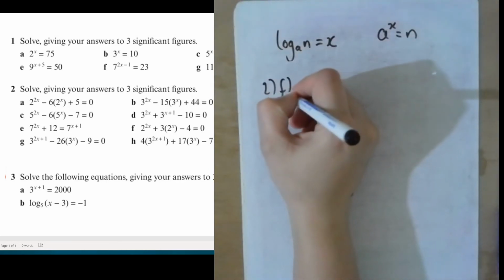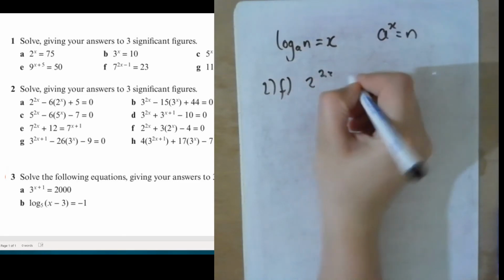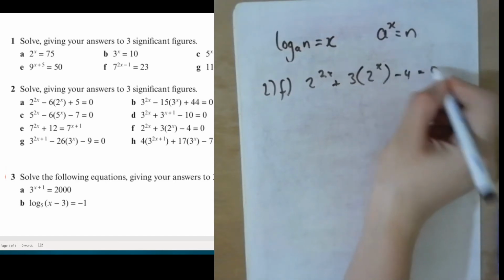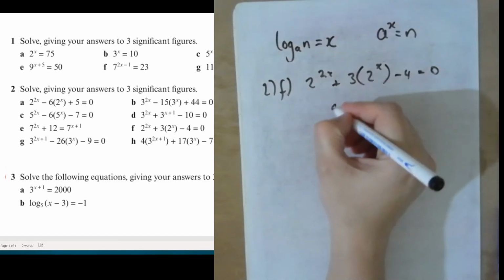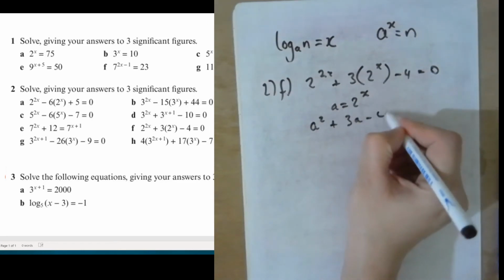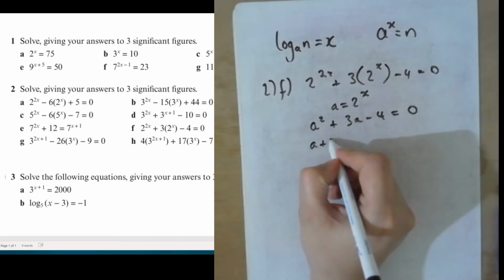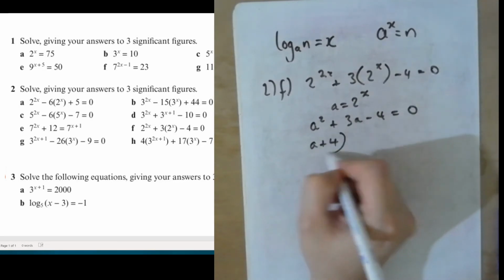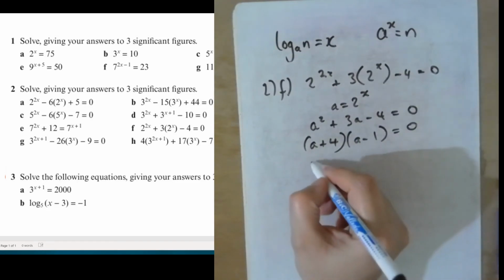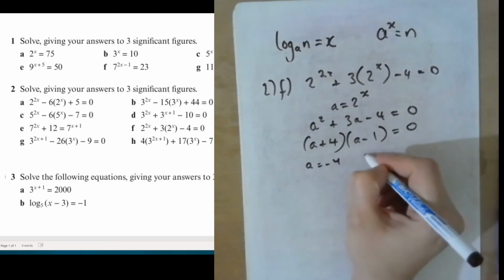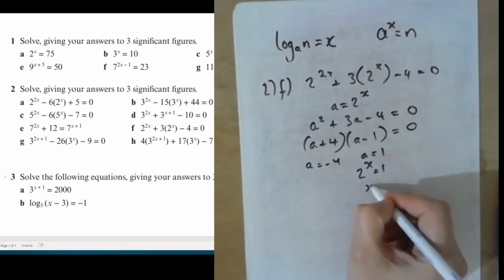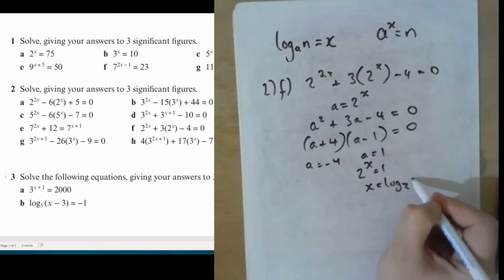So you have 2F, which is 2 to the power of 2x plus 3 to the power of 2x, take away 4 equals 0. Okay, so again, they've already given you the clue, so that's A equals 2x, so that will be A squared plus 3A, take away 4 is 0, so that will be (A plus 4) and (A take away 1) is 0, so this would be A equals -4, A equals 1.